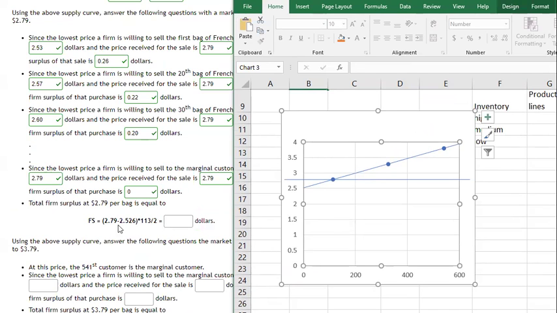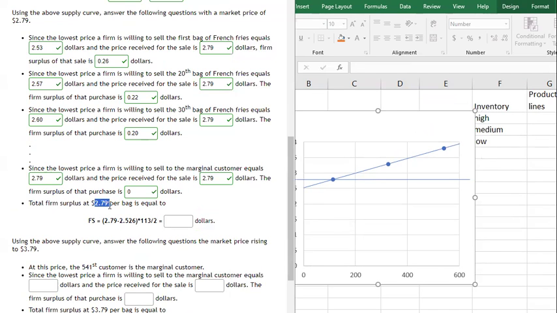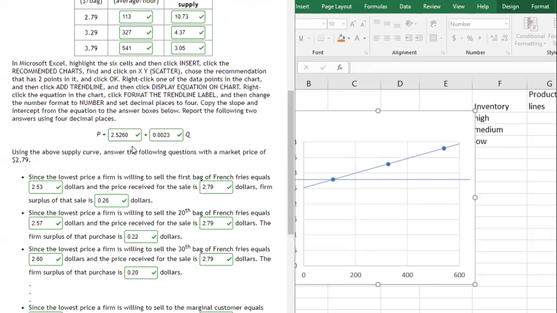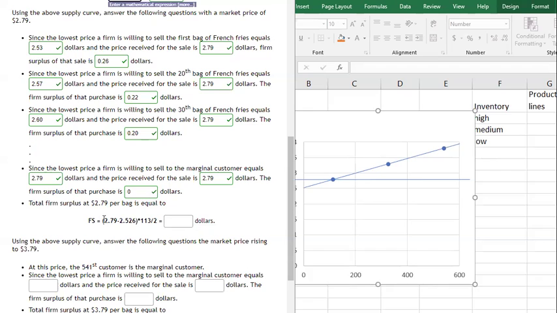So total surplus at 279 is the height of the triangle I just spoke about, right? This is the market price, and this is the intercept of our supply curve. Remember that? That's our intercept of our supply curve. So when quantity is 0, the product of these two is 0. We add 0 to that, we get 2.526. So the height of the triangle is that.